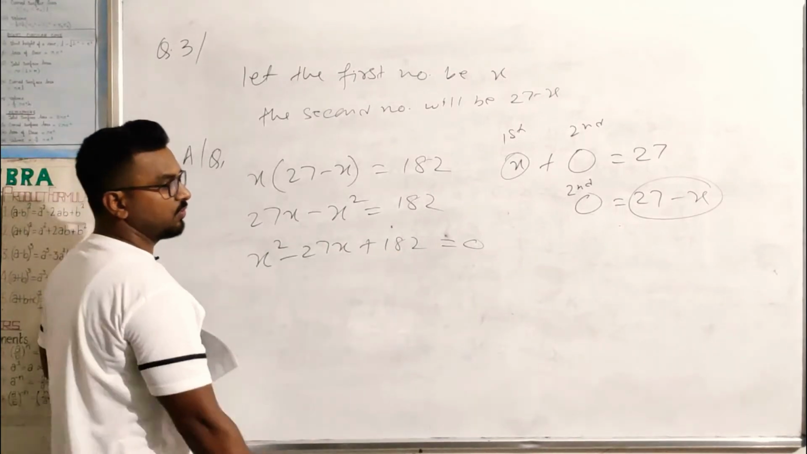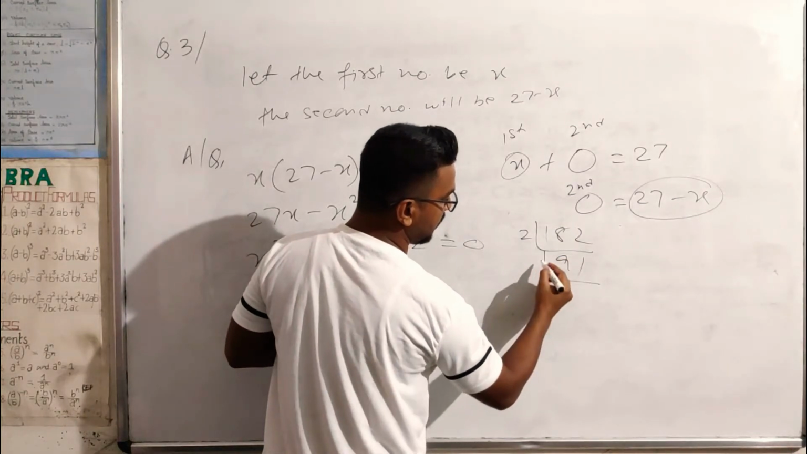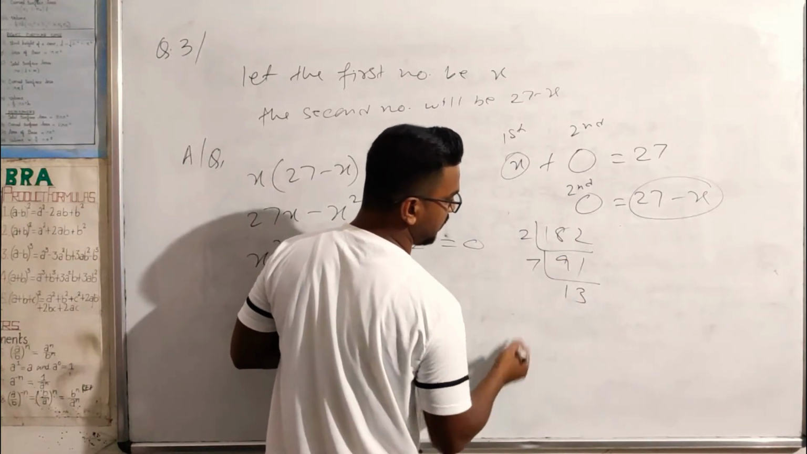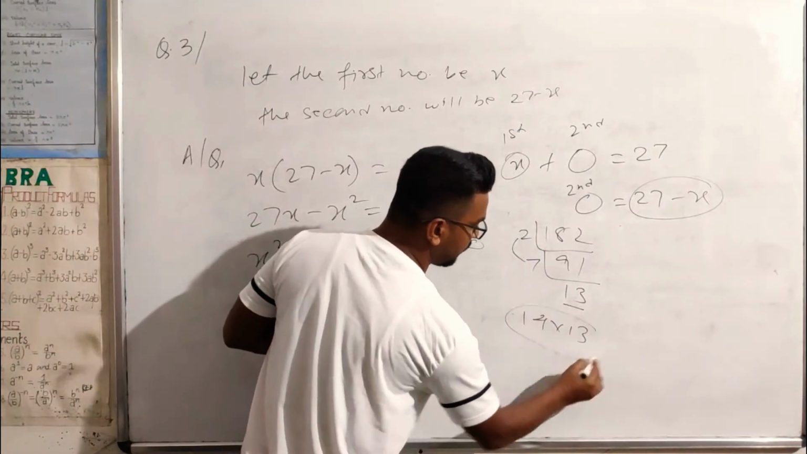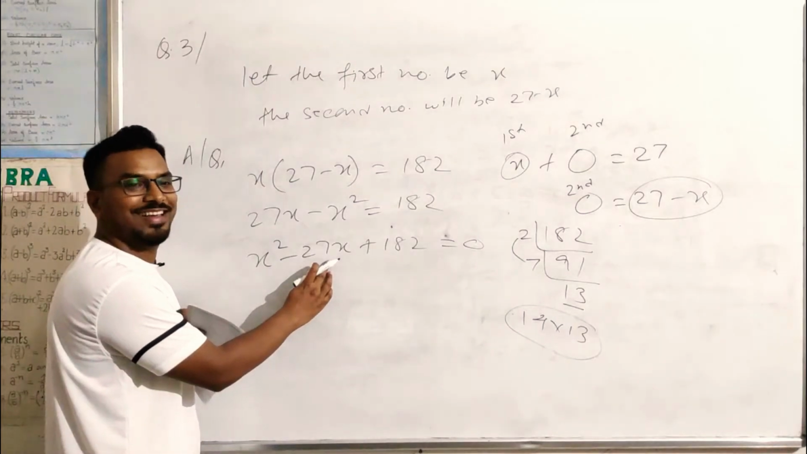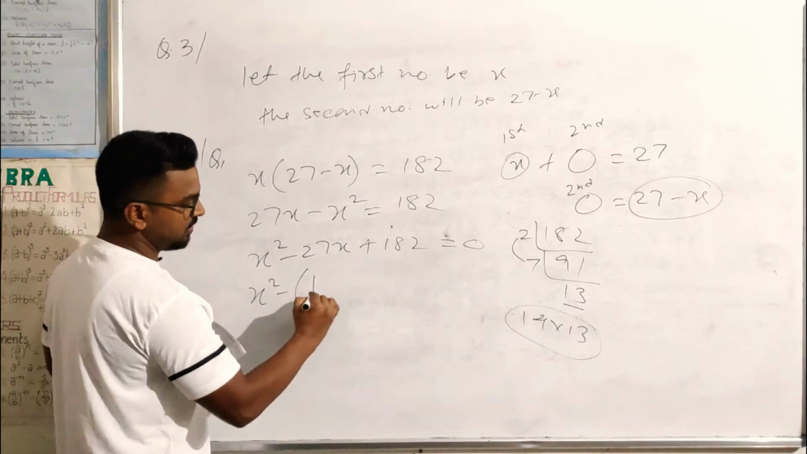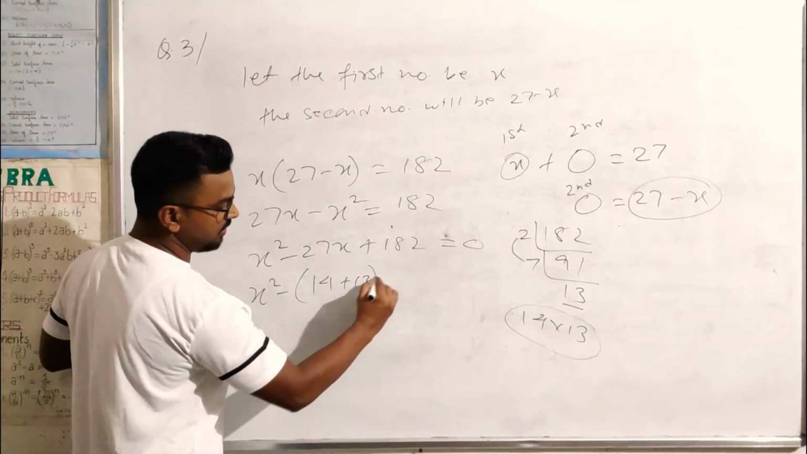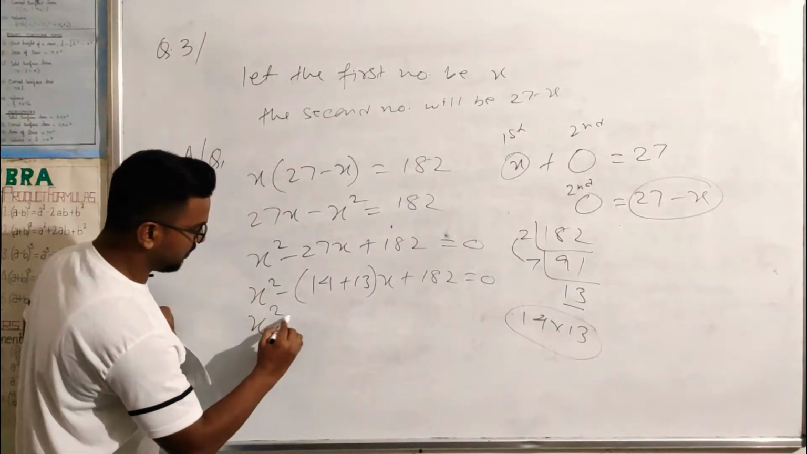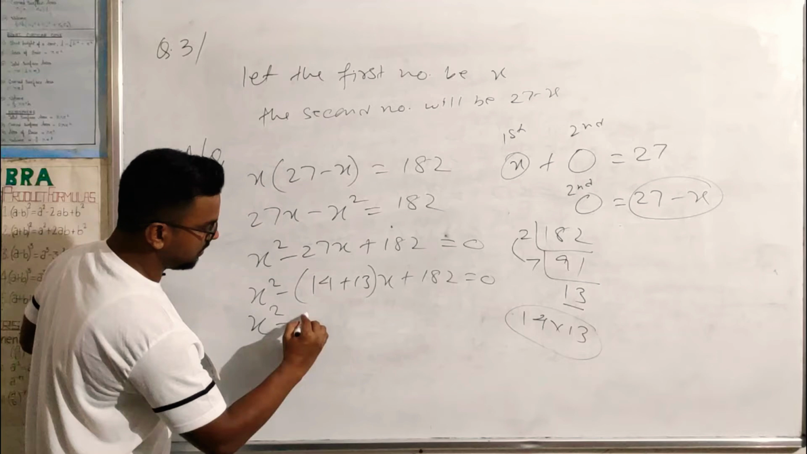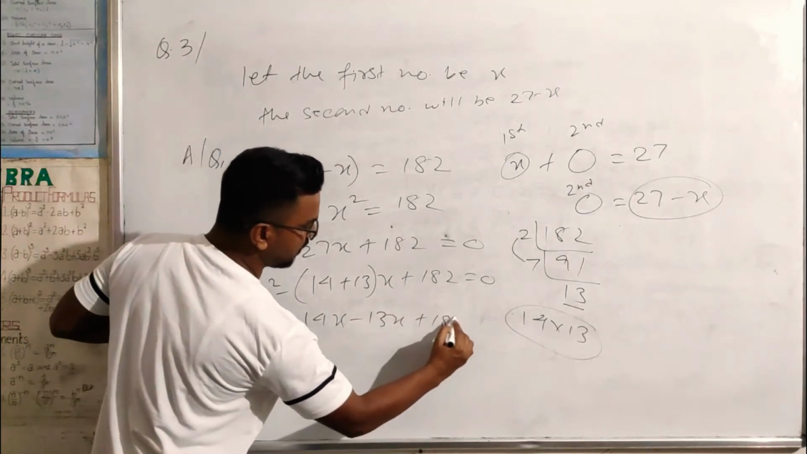Now what is the factor of 182? 182, if you divide by 2, it will become 91. Again, if you divide by 7, it will be 13. So 14 into 13. If you add these two numbers, you will get 27x, and if you multiply, you will get 182. So this can be written as x square minus 14x minus 13x plus 182 equals to 0.